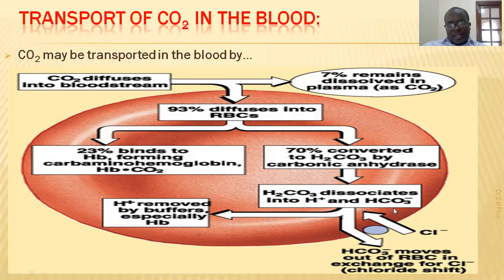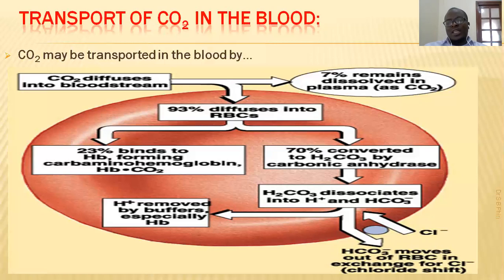Then at the same time, the bicarbonate will be exchanged for chloride. So you have this bicarbonate chloride exchanger. And this process is called chloride shift, whereby the chloride will shift into the cell in exchange for bicarbonates. And this bicarbonate will be dissolved in plasma. Then it will be transported by plasma to the lungs for exchange.